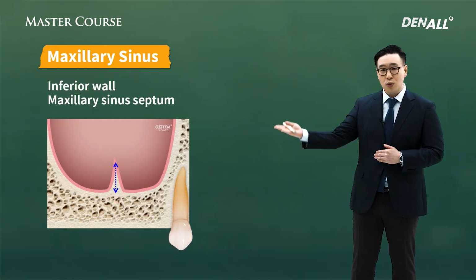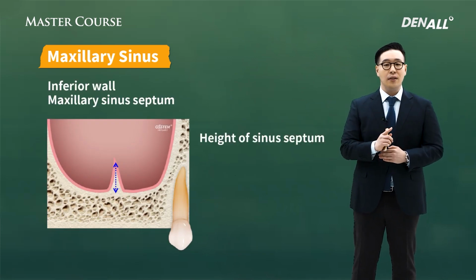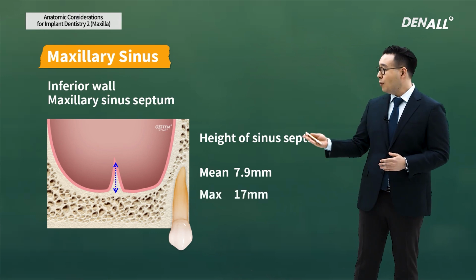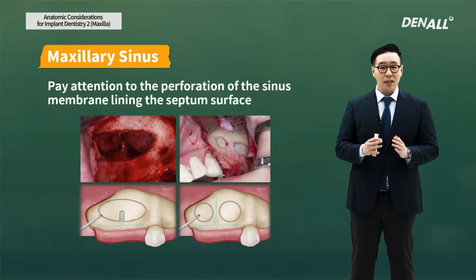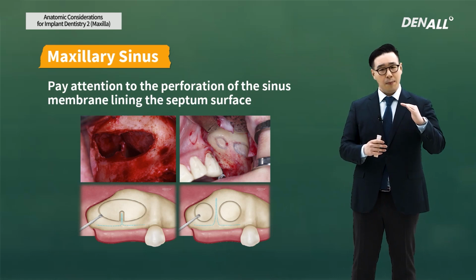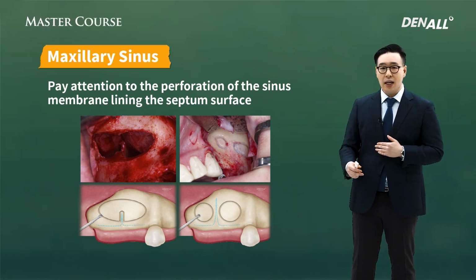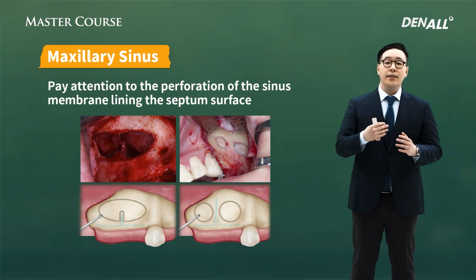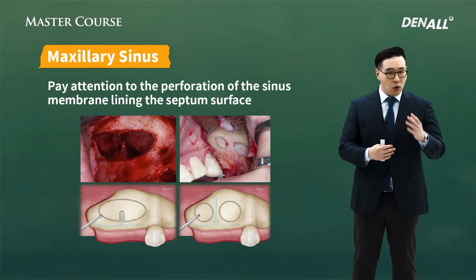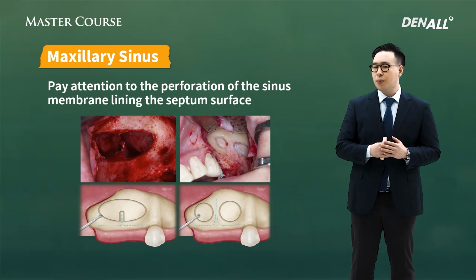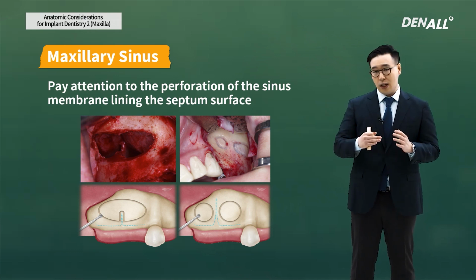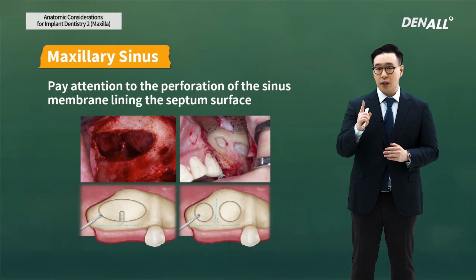In the inferior wall, you have the maxillary sinus septum. And this septum's mean height is 7.9, but it can be as high as 17 millimeters. Hence, when planning to place an implant, if the septum's height is lower than the implant apex, like on the left, having one wide window, isolating the septum and doing full sinus membrane elevation would be easier. But if the septum height is high, it's better to have two windows and a separate sinus membrane elevation. That would be easier.